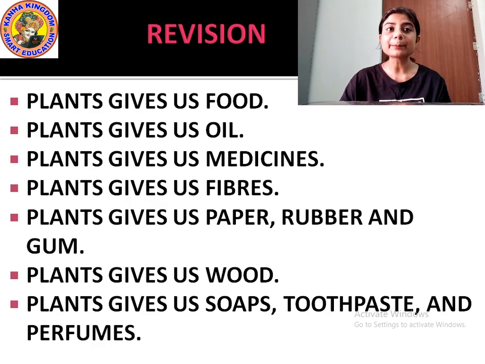Understood? Then plants also give us paper, rubber and gum. Trees are cut down to make paper, to make books, to make bags. Then rubber, the eraser, tires, pipes, it is all obtained from the rubber plant. The juice of the rubber plant is collected and later on it is made into rubber, for example eraser, tires, rubber pipes. It is all made from the juice of the rubber plant.